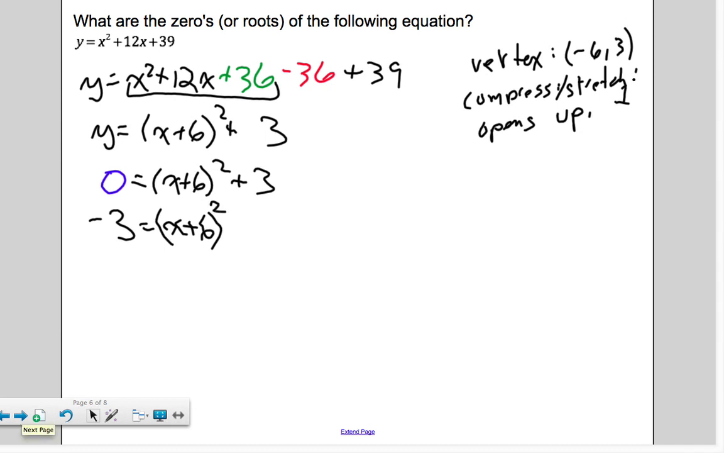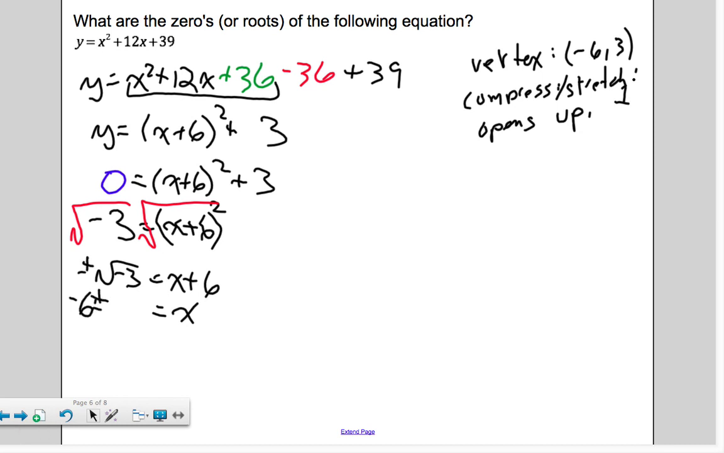Now I want to isolate for x. How am I going to do that? Square root both sides. So I get the square root of negative 3 for x plus 6. How do I isolate for x? Subtract 6 from both sides. So I get negative 6, oops, plus or minus the square root of negative 3.